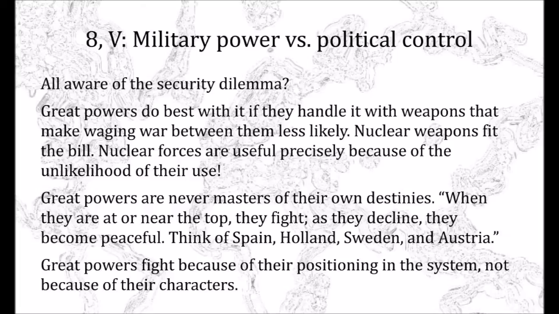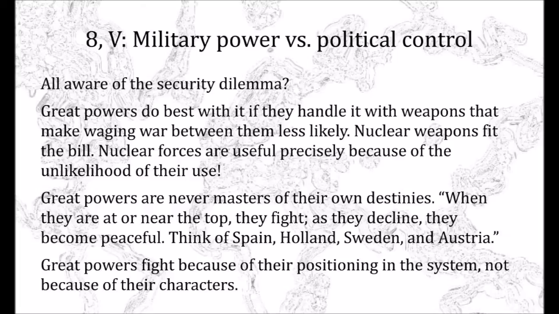You can't get out of a dilemma. There's no way to solve it. You're stuck in that situation, but you can handle it in various ways. And bipolarity helps because the two great powers can talk to each other and bargain with each other, and don't need to worry about shifting alliances or anything else.